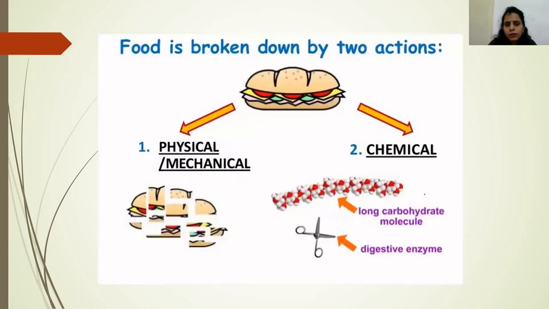Here is the picture which shows mechanical and chemical digestion. Mechanical digestion is also called physical digestion. You can see the large piece of burger is broken down into smaller pieces. This is mechanical digestion, where there is a change in size. But when we talk about chemical digestion, the nutrients present in this burger, that is carbohydrates, fats and proteins, will be broken down into small soluble molecules. That is chemical digestion.